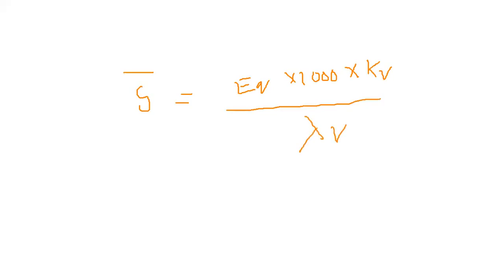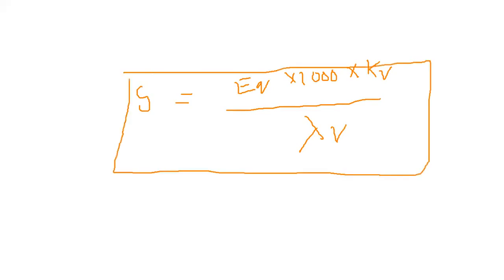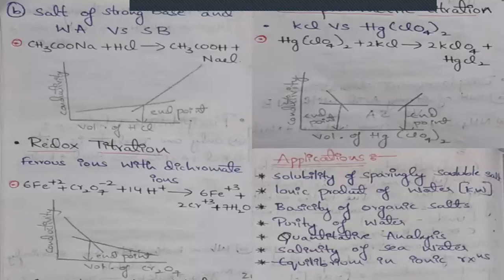So by using this formula, we can calculate the solubility of sparingly soluble substances, right? So equivalent weight into 1000 into kV, that is specific conductivity, divided by lambda V, that is equivalent conductivity. By using this formula, we can calculate the solubility of sparingly soluble salts such as barium sulfate, silver chloride, etc.